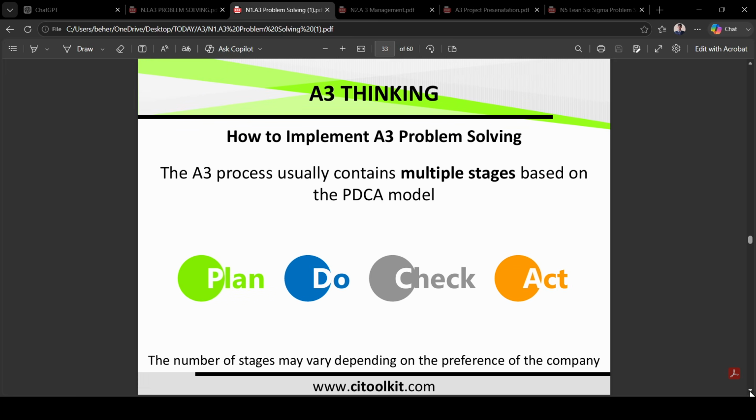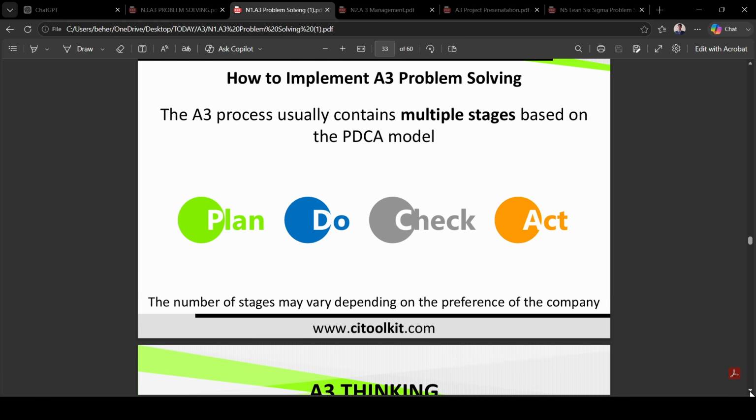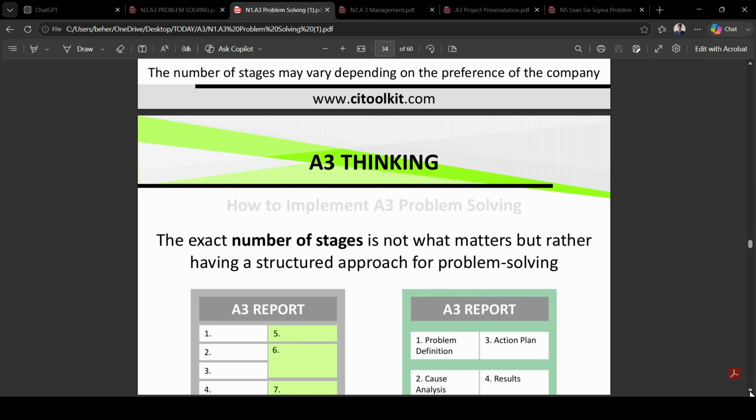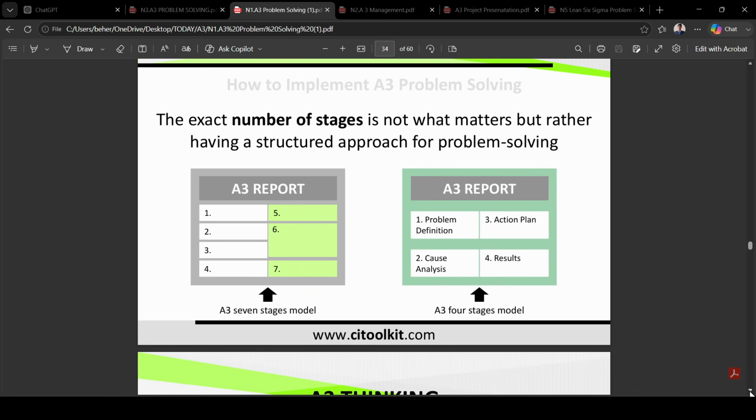And how to implement A3 problem solving. The A3 process usually contains multiple stages based on the PDCA model, plan, do, check, act, and the number of stages may vary depending on the preference of the company. The exact number of stages is not what matters, but rather having a structured approach for problem solving.